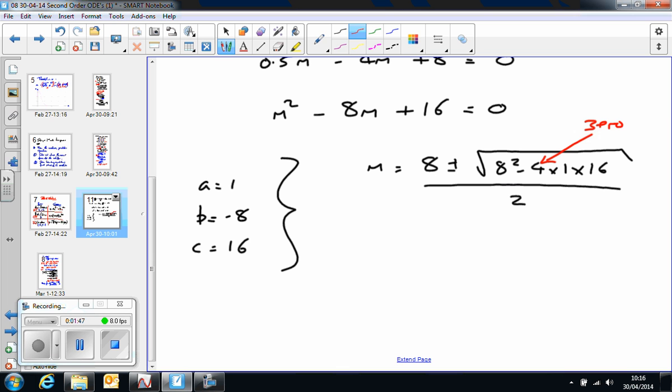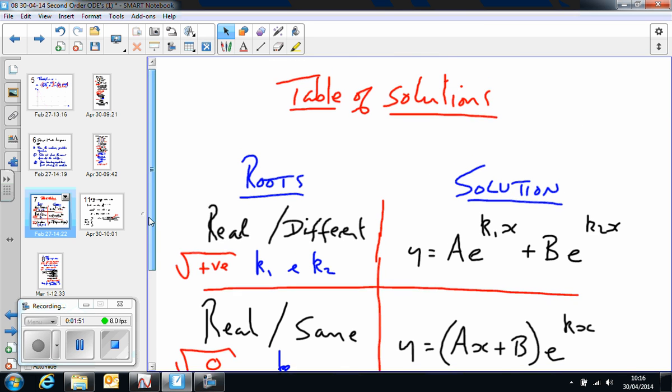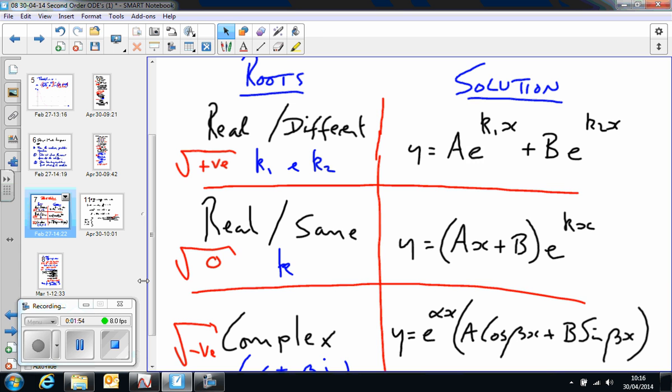So we have a solution of the form, the second example on our sheet here, is this particular one here. The root's going to be real and the same because the square root is 0. So we're going to get one value for k, and that's going to be the value of k in here. And so our general solution is going to be this form, and we've got to find again two constants, a and b.